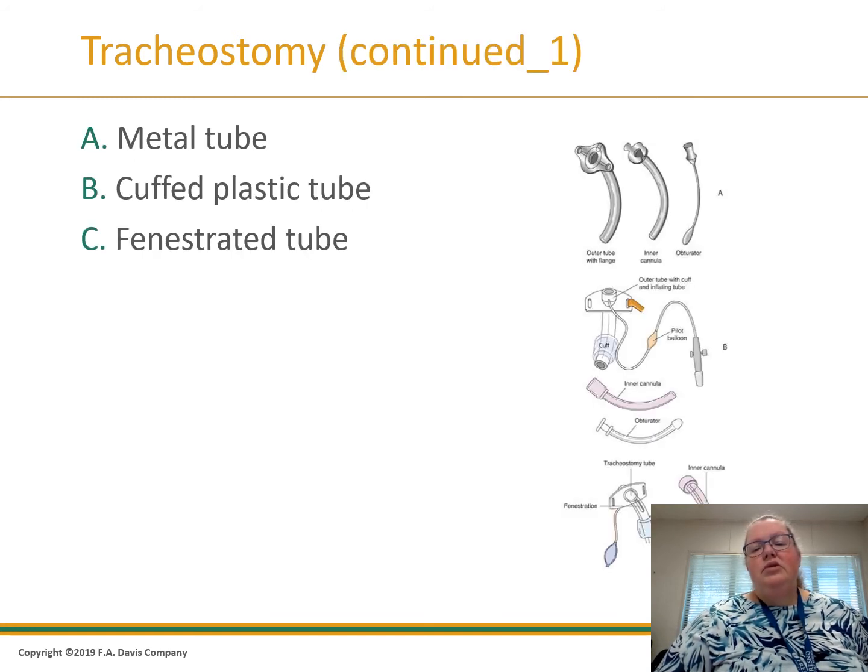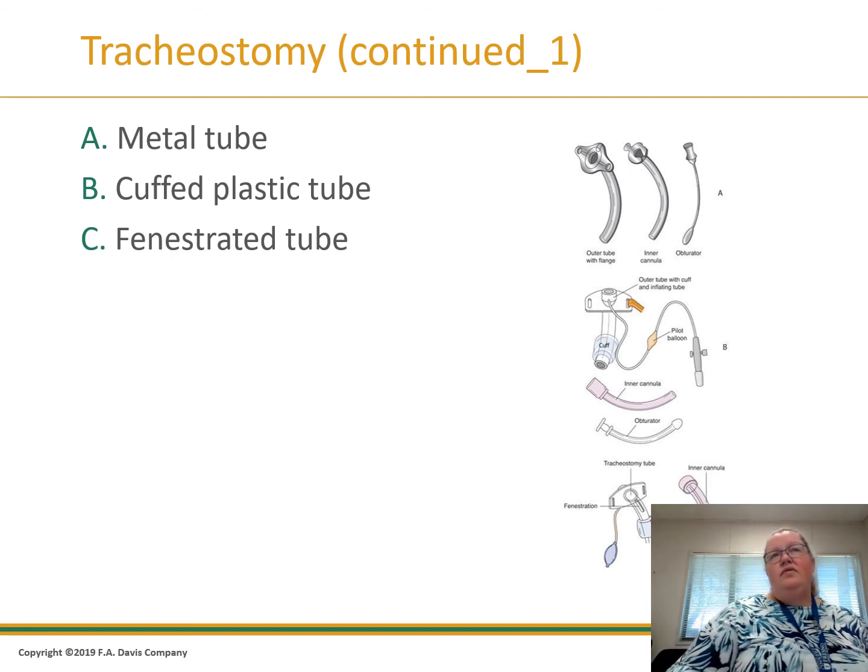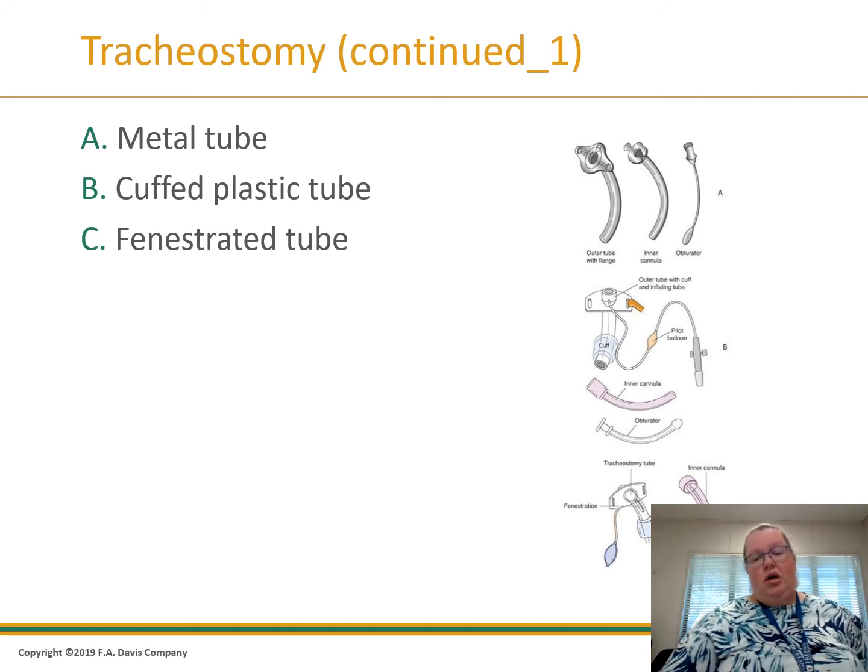So here's the metal tube that we utilize. Sometimes we use a cuffed one to help. If it's cuffed, then the patient's not going to be able to talk, because that puts pressure on the trachea all around, so air can't come through. If air can't come through, they can't speak. It takes air to speak through vocal cords. Or there's a fenestrated tube, which the patient will be able to talk through.